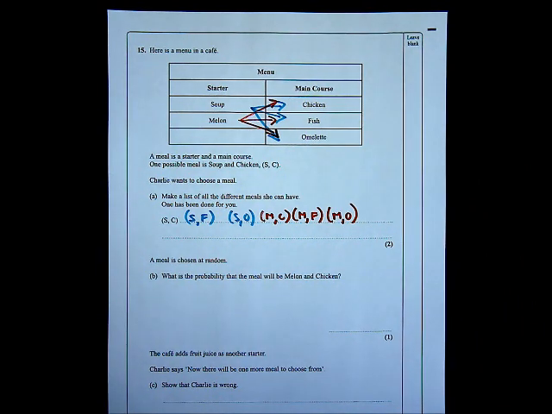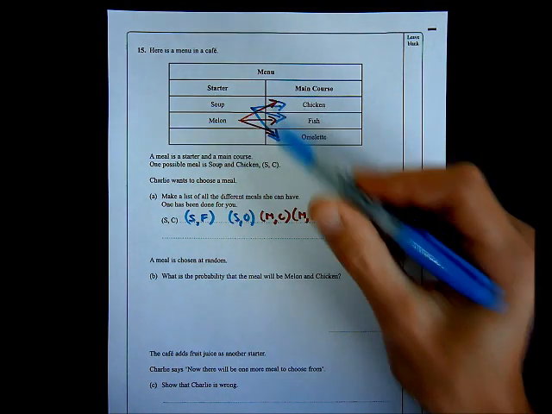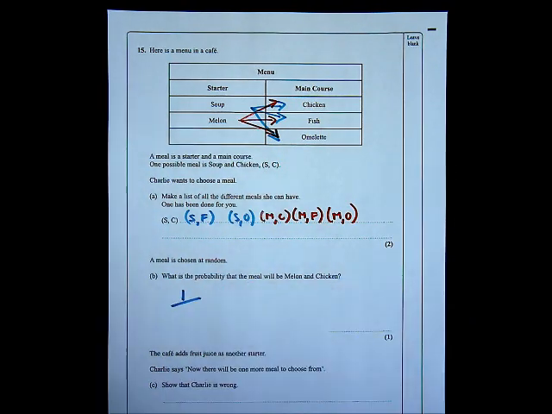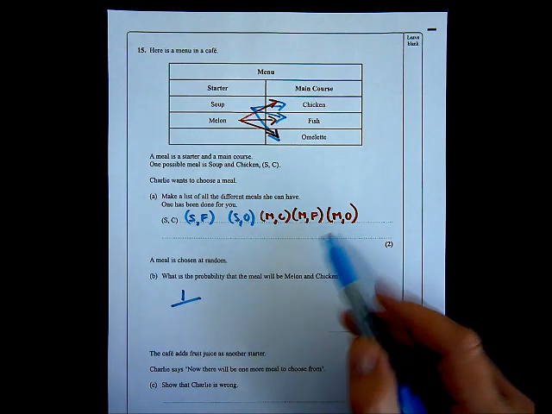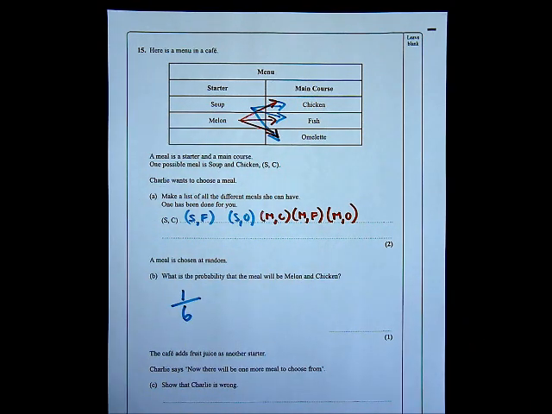In part B, I'm told that a meal is chosen at random. And I'm asked what is the probability that the meal will be melon and chicken. Well, there is only one option for melon and chicken. So it must be 1 out of how many options I have in total. And I can see from part A that there are 6 possible combinations, so the probability that the meal will be melon and chicken is 1/6.